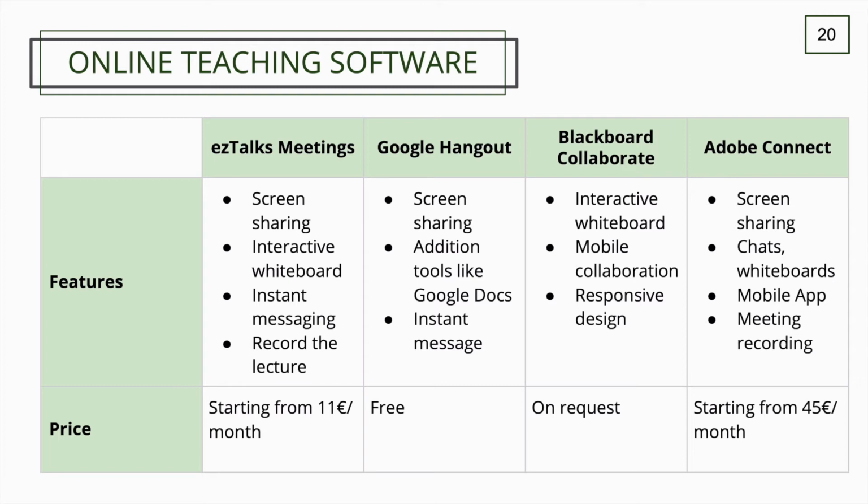The next one is Blackboard Collaborate. It has an interactive whiteboard, mobile collaboration, and a responsive design. Of course, just like it says, it responds on design. And the price was not there. They said it's on request. So the more features you have, the more it costs. The interface was okay. It wasn't that good, but one could live with it.